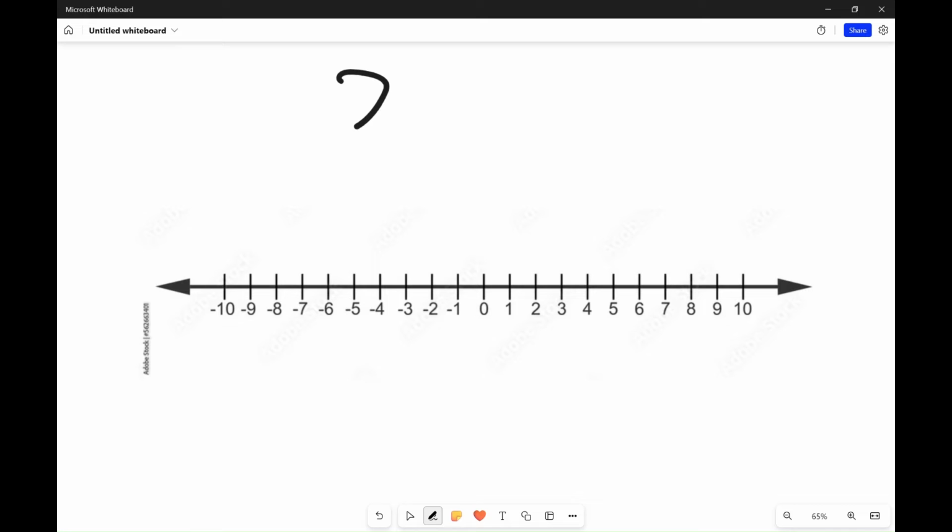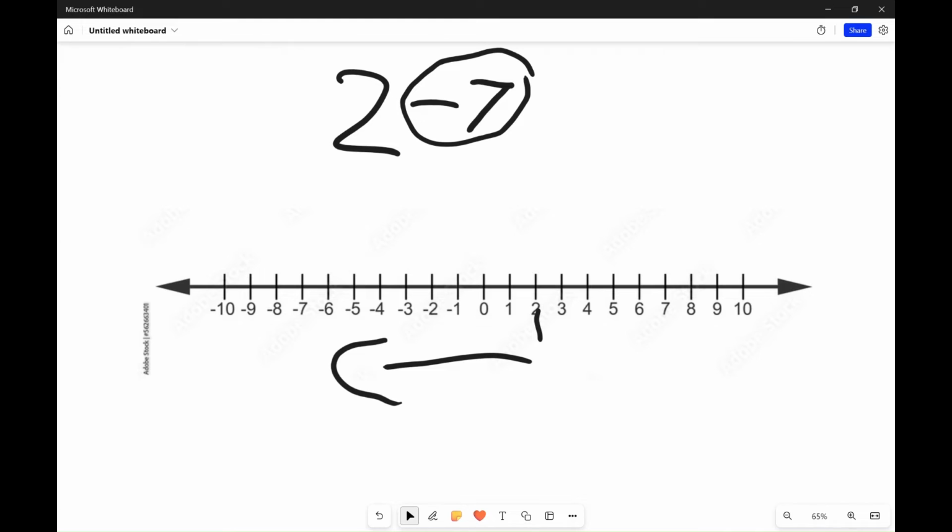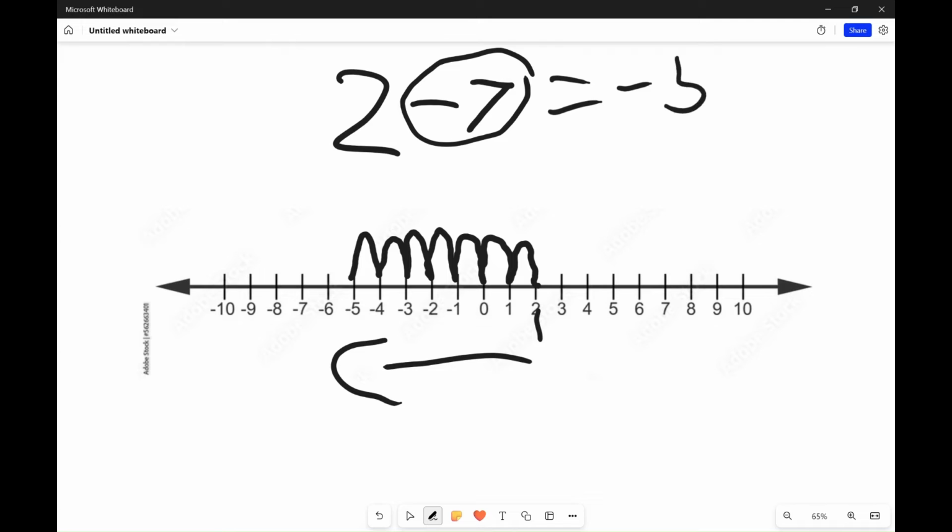Let's do 2 minus 7. So we start at 2, and because it's minus 7, and 7 is negative, we go to the left, because negatives go to the left. So we subtract 7. 1, 2, 3, 4, 5, 6, 7. So the answer is negative 5.